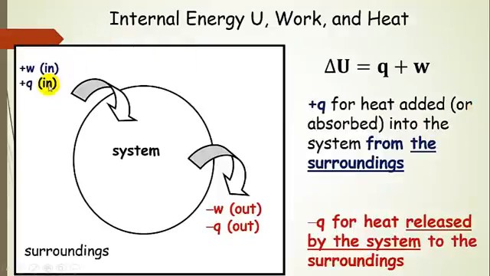The same thing goes for heat. If we put heat into the system, so if the system absorbs heat, then Q is positive, and it's absorbing that heat from the surroundings. If the system releases heat, so heat comes out, then that is negative Q. And that's heat released by the system to the surroundings.